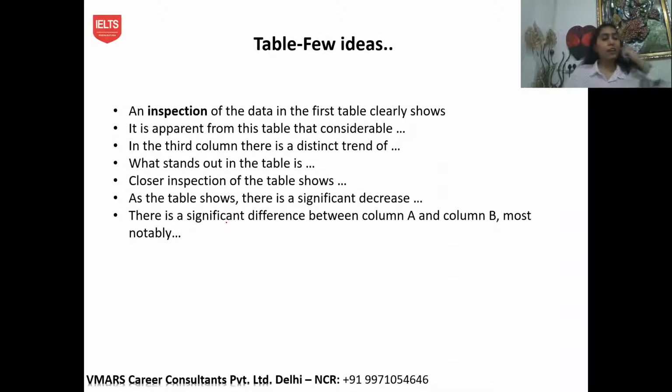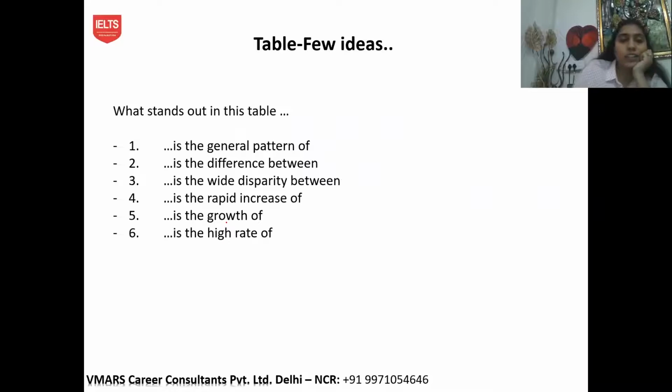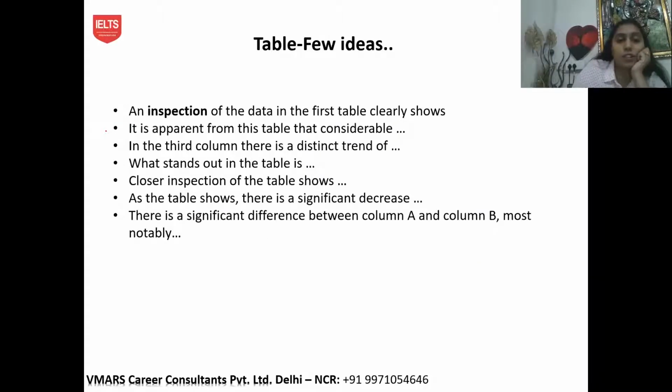Coming to a few ideas of how to create your sentences. Okay, so it is apparent from this table that, and then you continue. What stands out in the table? Continue. There is a significant difference between strawberry sales and vanilla sales, most notably. Continue. You can always open it with an inspection of the data in the first table clearly shows, then whatever you want to. So these are a few ideas for you to frame your sentences.